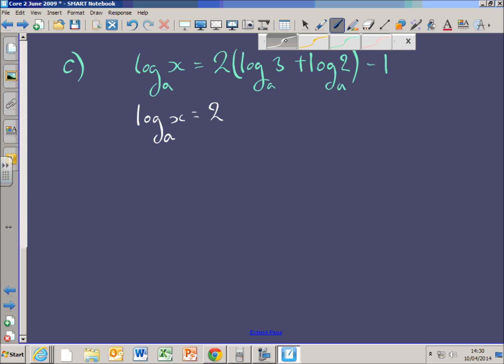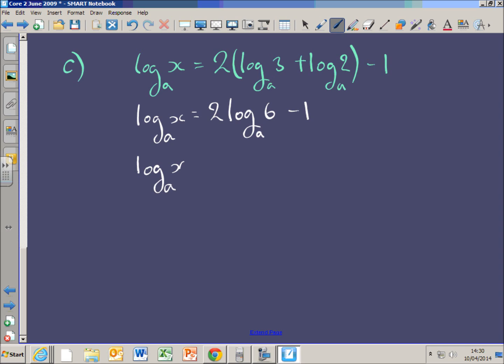2 logs in the middle I can write as 1 log, and it's going to be 3 times 2, so it's log 6. Take away 1 there. Do you agree with that? Okay. Second thing I can do is now bring that 2 in front to make it a power, so it's going to be 6 squared. So that there is going to be log 36.